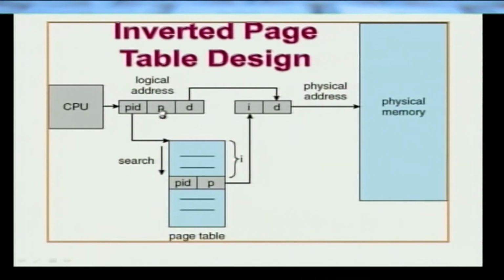The process ID and P are inside your logical address. The process ID and P pair is extracted and searched inside the page table. The location where this PID and P pair is found, the I, is taken out, and the I is added with your D to generate the physical address. Remember, we still retain the D, we only identify the PID and P. The location where PID and P is found is your frame number. This is how the inverted page table differs.